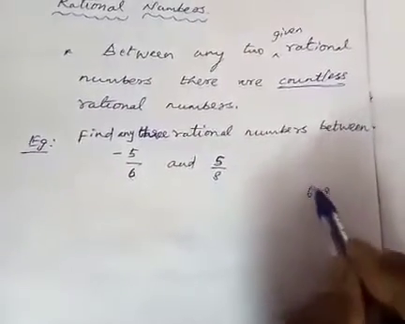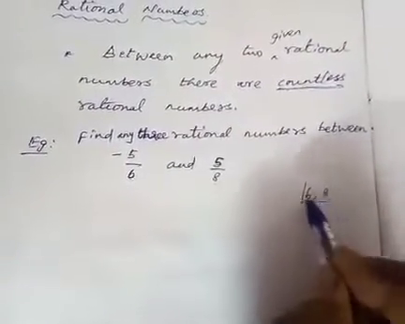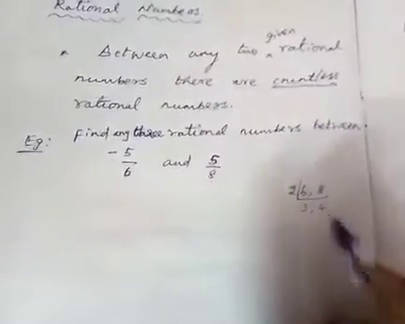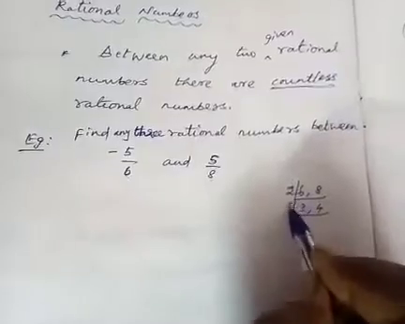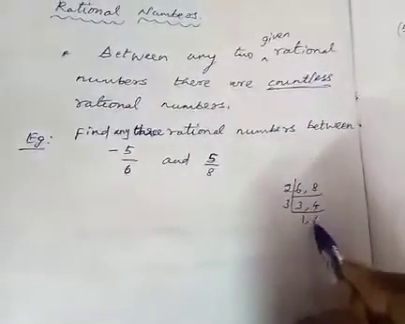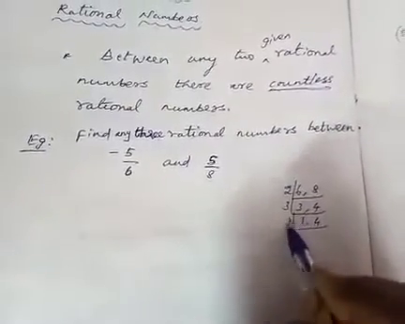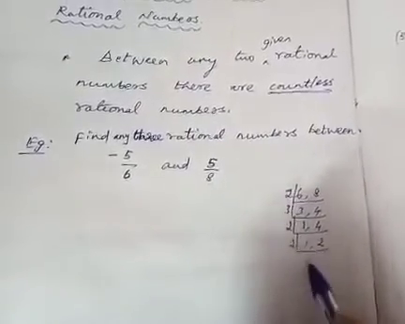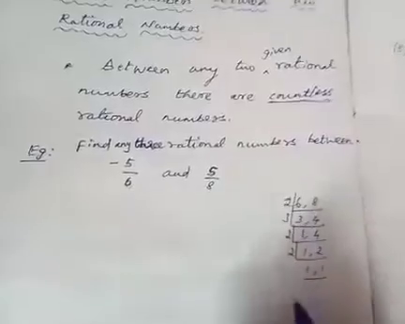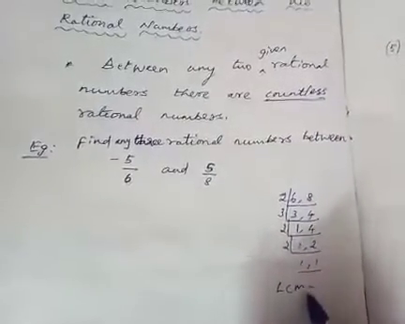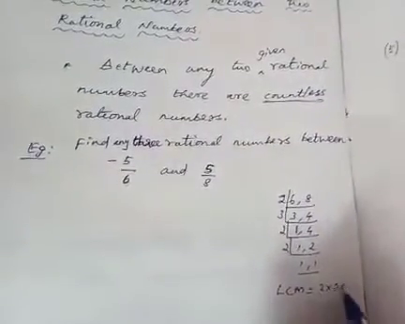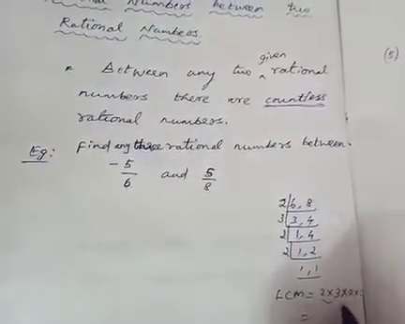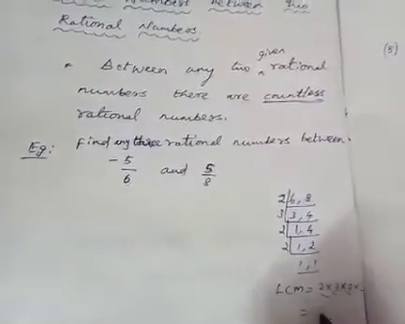LCM of 6 and 8. Divide by 2: 3 2s are 6, 4 2s are 8. Next, divide by 3: 1 3 is 3, 4. Next, divide by 2: 1, 2. Next 2, 1, 1. So the LCM of 6 and 8 is 2 into 3 into 2 into 2. Now we multiply: 2 3s are 6, 6 2s are 12, 12 2s are 24.